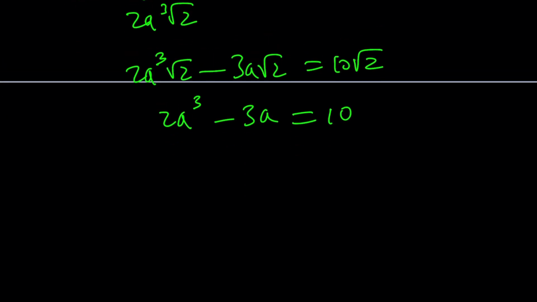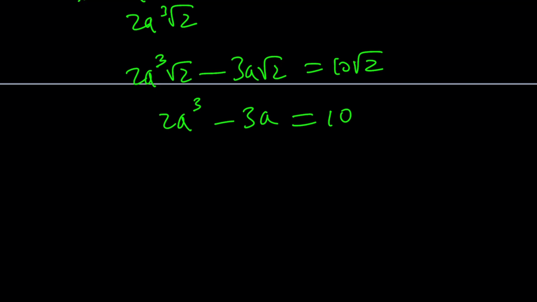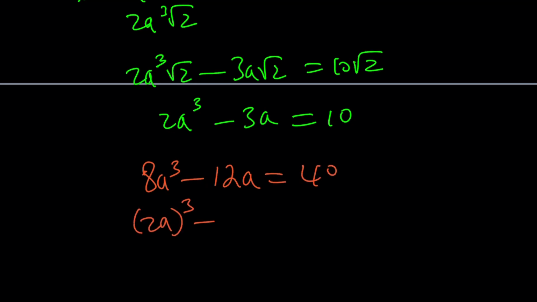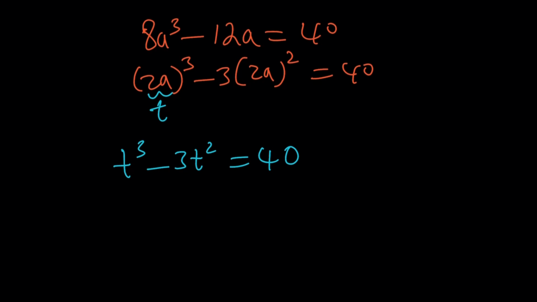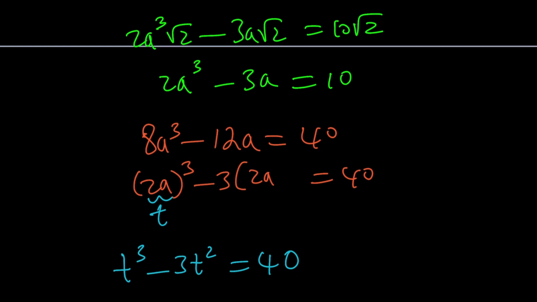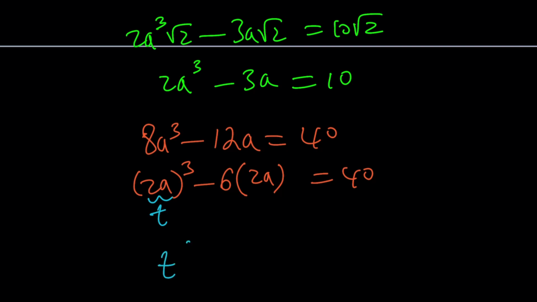And we can use the rational root theorem, right? Well, you could do that, or you can actually make this monic. Monic means the coefficient of a cubed is 1. And you can do the following: multiply by 4 both sides, and then write this as 2a cubed, and write this as 2a squared times 3 equals 40, and then replace 2a with something. How about set 2a equal to t? That gives you t cubed minus 3t squared equals 40, right? Actually, I messed up here. Let me fix it real quick. This is not squared. This is just 3a, so that needs to be multiplied by 6, not 3. Okay, there you go. That's going to change my t equation as well. So it's going to be t cubed minus 6t is equal to 40.